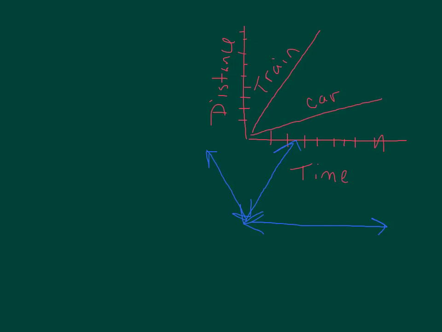So if we were looking at this graph where time increases as we go to the right, and distance increases on my y-axis, which one, the train or the car, has the fastest slope or the steepest line? That would be the train, which has the steepest line. And the car has the least steep, or it's closer to flat.